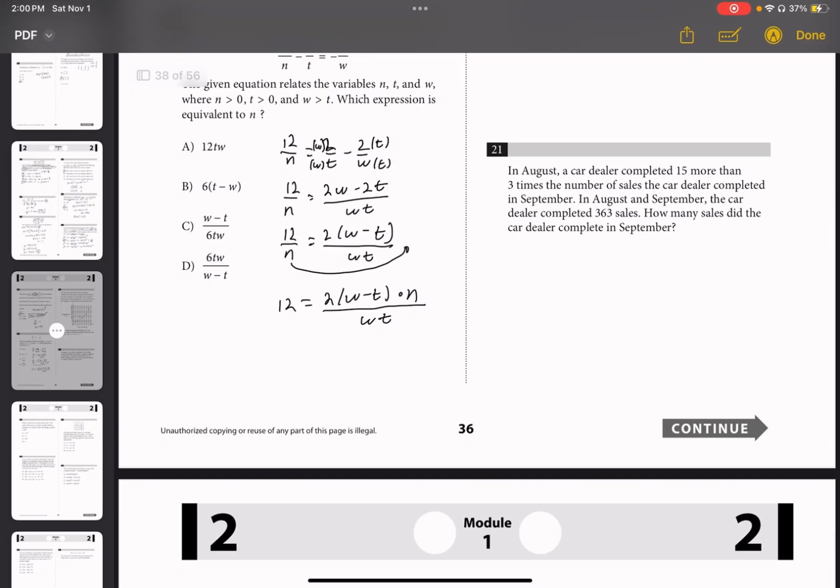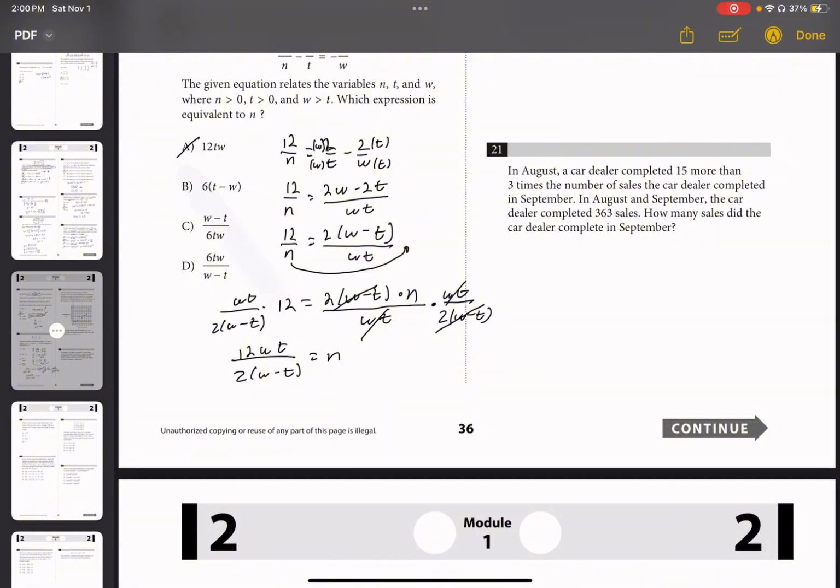And now to isolate n, what we want to do is move everything besides n to this side. So we're going to multiply both sides by wt over 2 minus wt. Because if you see, this will cancel out here and that will cancel out there. So we're going to do the same thing to this side. And this will give you 12wt over 2w minus t is equal to n. So that's going to be your answer.